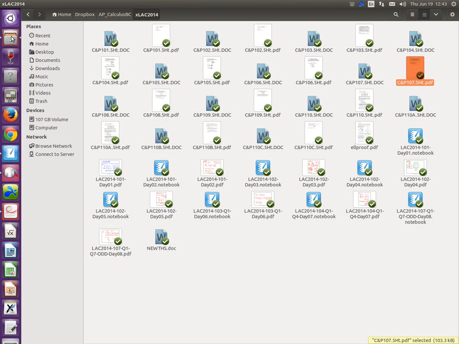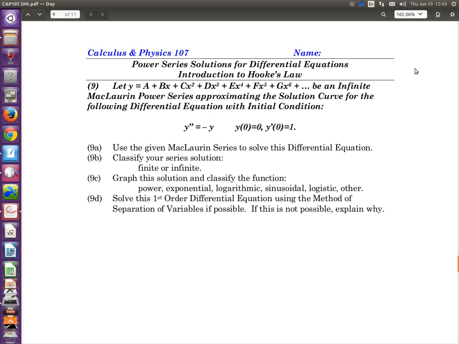Let's see, where would that be? 107. It's here. Oh, it's highlighted too. There you go. We did 1357, didn't we? So here's number 9.